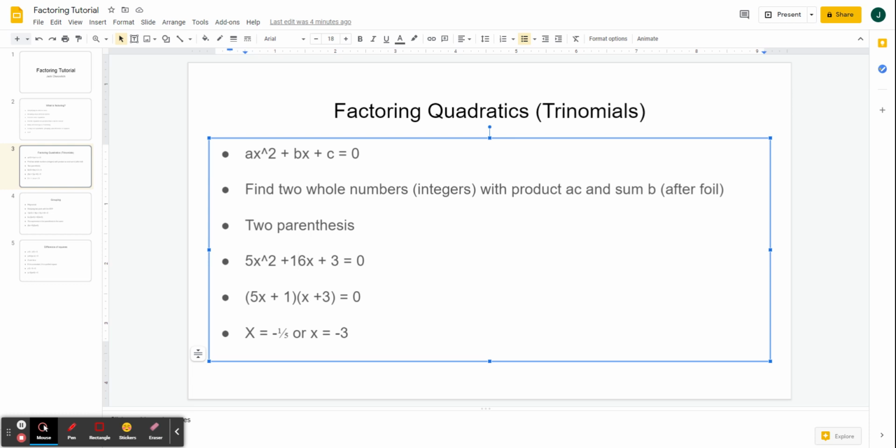And once again, factoring is used to make it easier to solve equations. Instead of trying to solve 5x squared plus 16x plus 3 equals 0, you have these two expressions where you solve for 0 in both of these separate expressions, giving us x is negative 1/5 or x is negative 3.